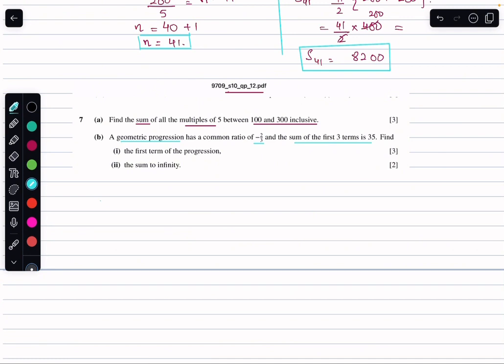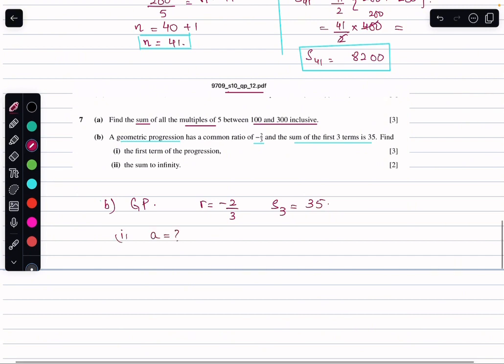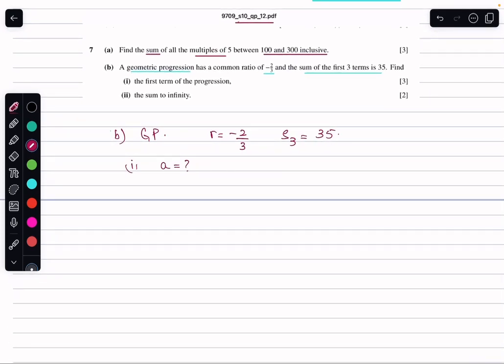So solving for part B here, it's a geometric progression. It has a common ratio of negative 2 by 3, and the sum of the first three terms is 35. Part 1 says find the first term of the progression. To find the first term, it's the formula Sn equals a times 1 minus r to the power n divided by 1 minus r. Because my r value is less than 1, I have used the formula 1 minus r to the power n divided by 1 minus r.